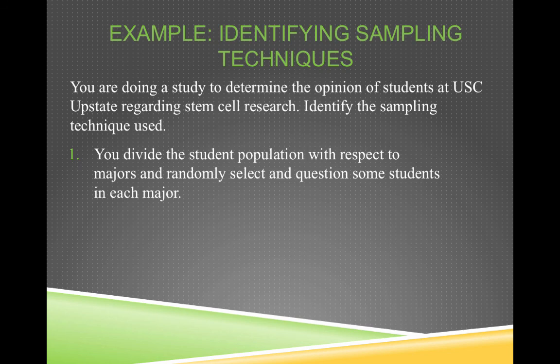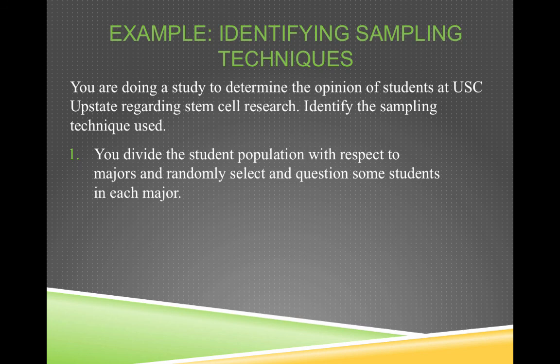All right, so let's try to identify some sampling techniques given an example. You are doing a study to determine the opinions of students at USC Upstate regarding stem cell research. Identify the sampling technique used. You divide the student population with respect to majors and randomly select and question some students in each and every major. What could this be?